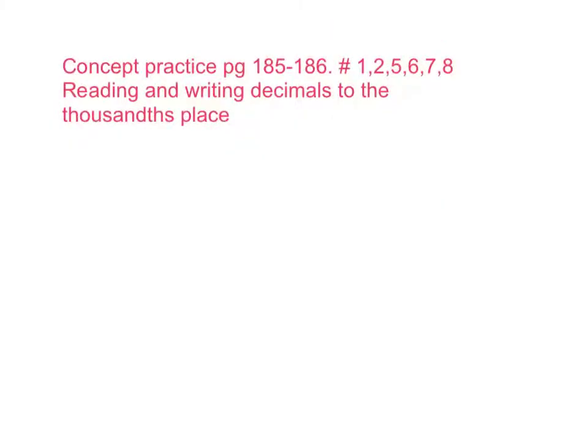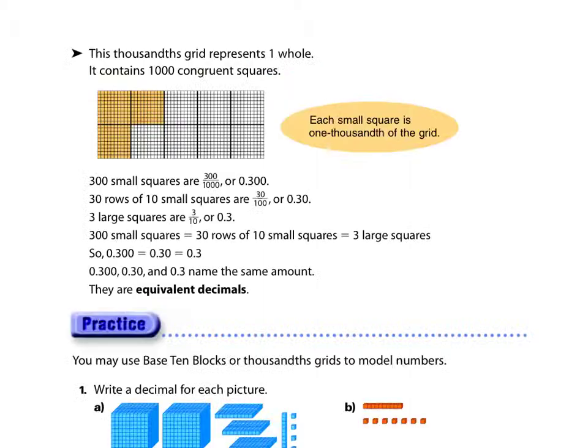All right, now you're on to the concept practice, page 185, 186, numbers 1, 2, 5, 6, 7, and 8. You are reading and writing decimals to the thousandths place now. Remember, if you have questions as you are working, please ask either myself, if we have an EA in the classroom, or if you're at home, you can ask your parents as well. Or a classmate, actually, in the classroom as well.